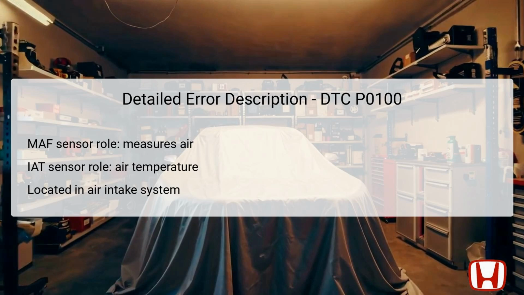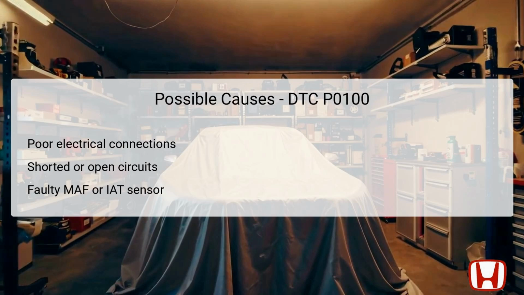These sensors are usually situated in the air intake system, typically mounted near the air filter housing. A failure or malfunction in these sensors can lead to poor engine performance, increased emissions, and reduced fuel efficiency, making timely diagnostics essential. There are several potential causes for DTC P0100. Firstly, poor electrical connections or corrosion can impede the flow of signals between the MAF sensor, the IAT sensor, and the engine control module, ECM.